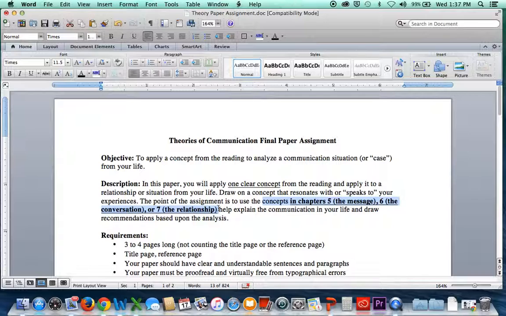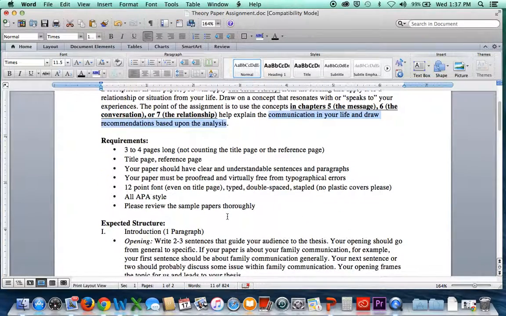And you want to draw on things in your life that can be either a great success or something that didn't go so well at all. And that way, at the end of the paper, you're able to create some communication recommendations. So let's unpack some of the details.